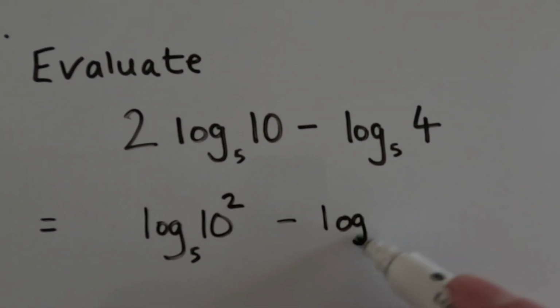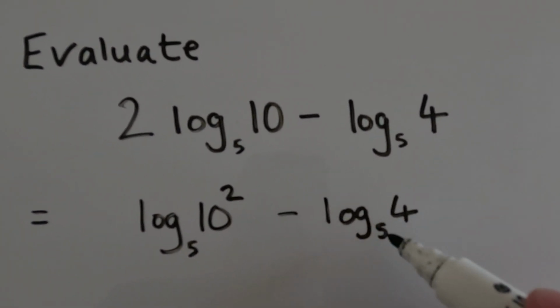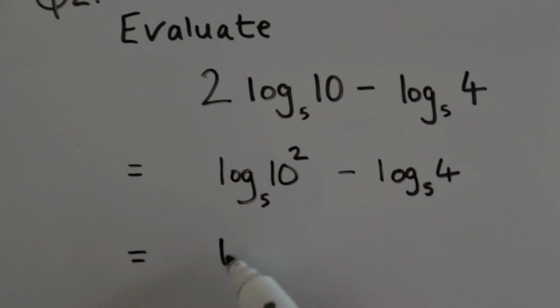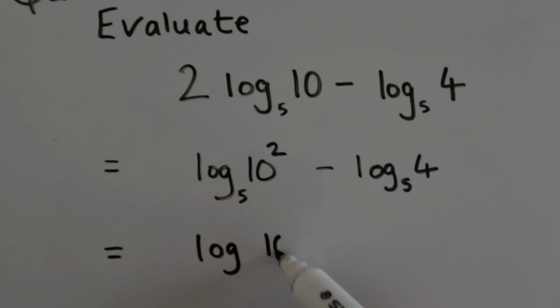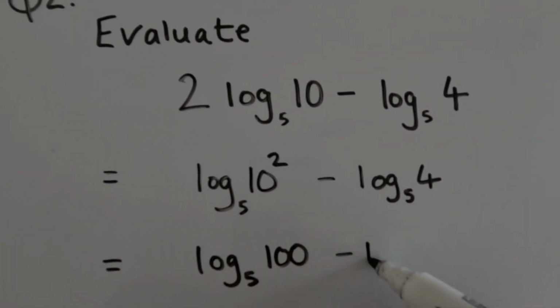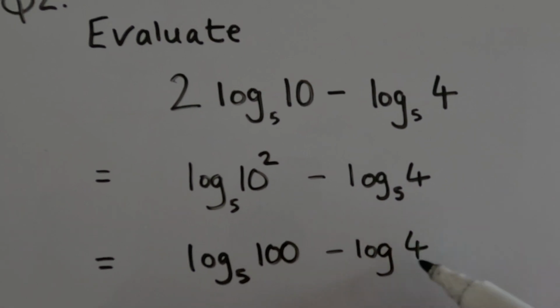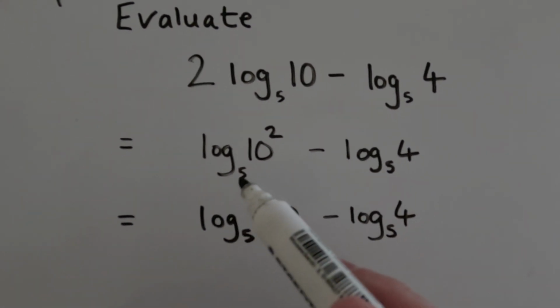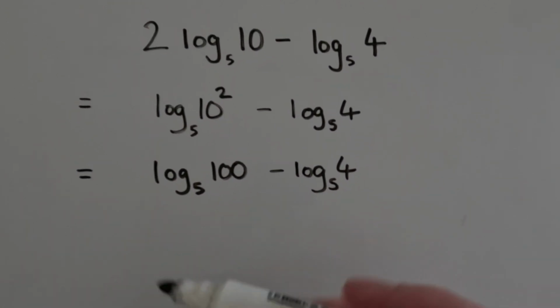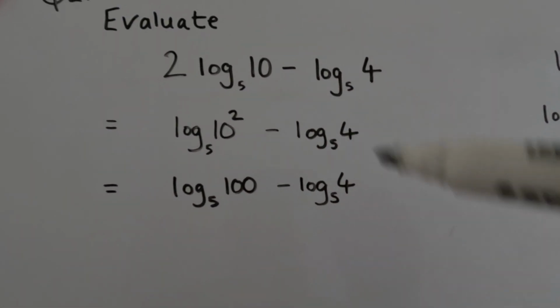We can't simplify log 4 at this point. Okay, and what's that? So that's equal to the log of 100, because you know 10 squared is 100, to the base 5, of course. Don't forget your base. Now you could omit the base, as long as you remember to put it back in again at the end, but it's good practice to keep it there.